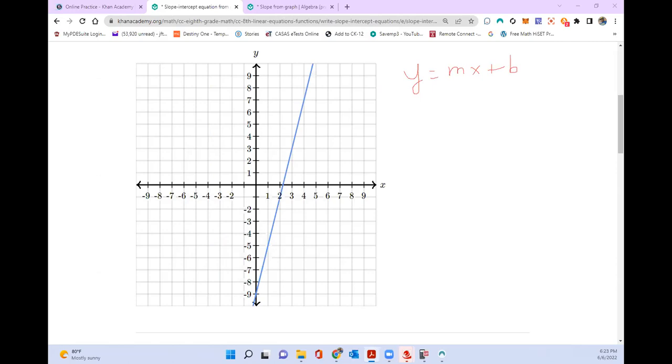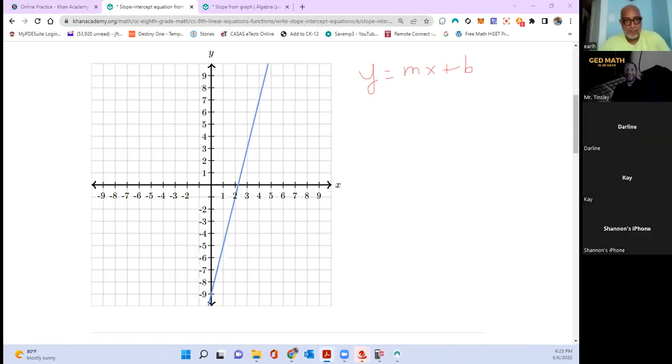That's right. I smell the smoke. That's right. Got that brain working tonight, don't I? That's right. What's the equation of this line?